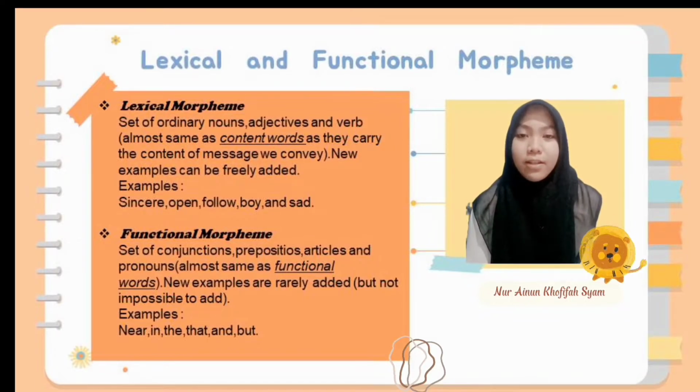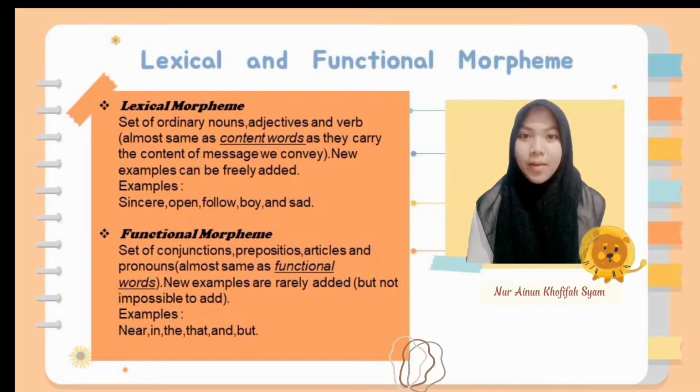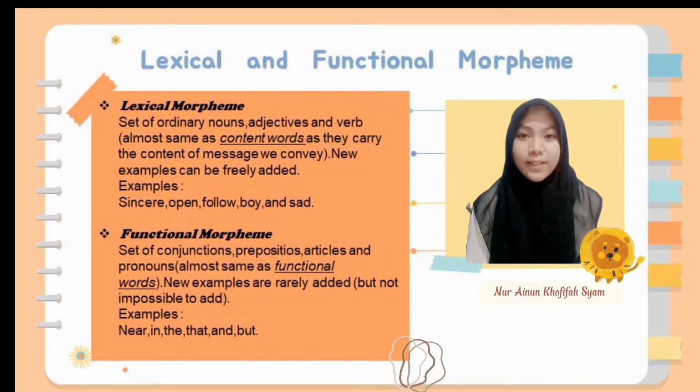And then functional morpheme is a set of conjunctions, prepositions, articles, and pronouns. It is almost the same as function words. In this morpheme, it's not impossible to add new examples, but it's rarely done. However, some of the examples are like near, in, the, that, and but.